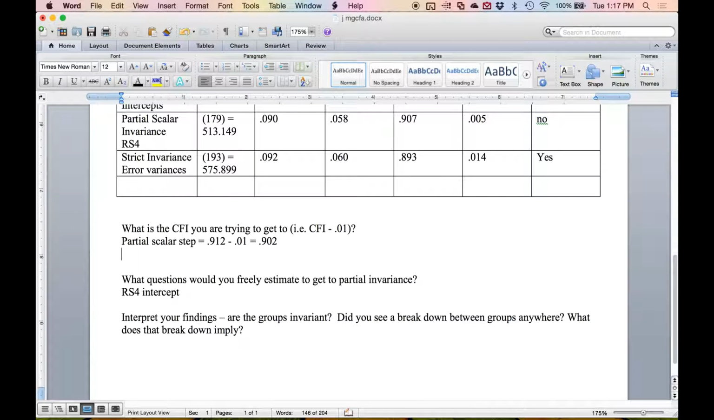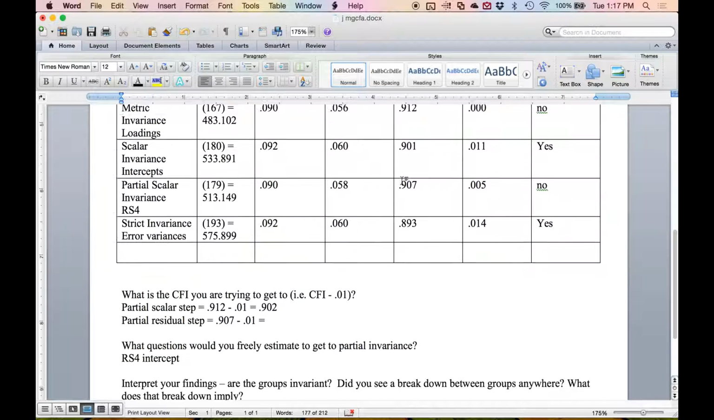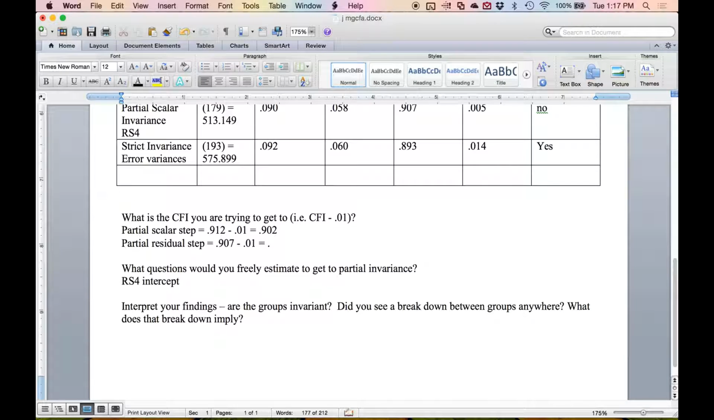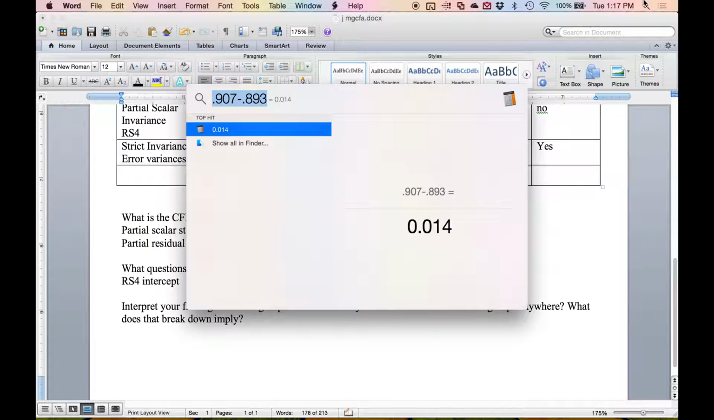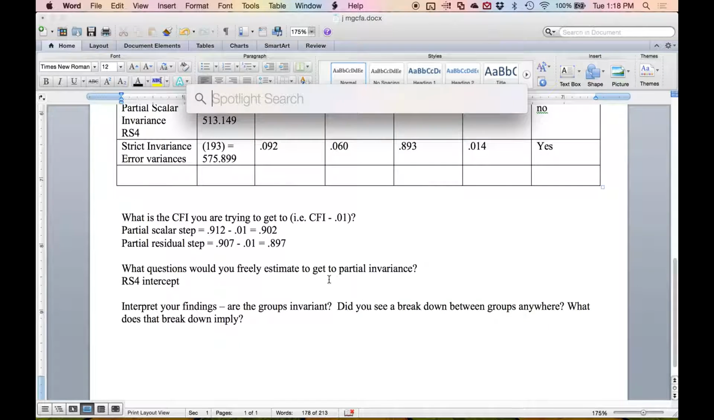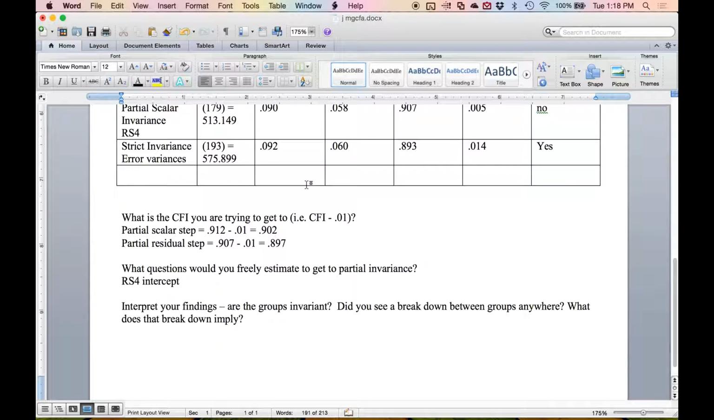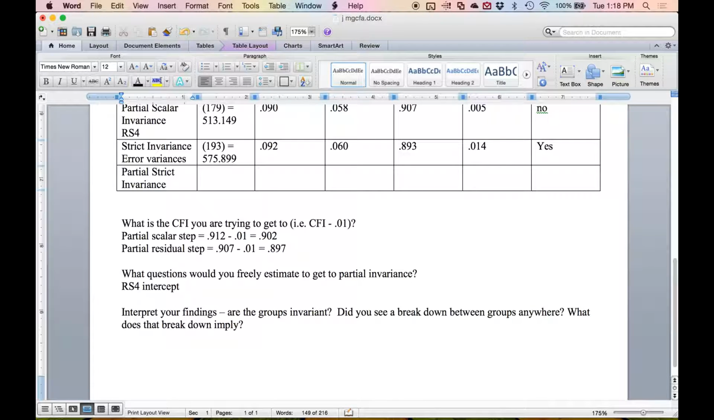Okay. And so for a partial residual step, we did this just a second ago, so 0.907 minus 0.01, because we're going to compare this to the partial invariance step. Otherwise, you're never going to make it if we compared it back to 0.912 or something. And so that would be 0.897. Again, I am bad at math sometimes. So 0.897 is what I'm trying to get to. And let's see if we can figure out what items' variances are different.